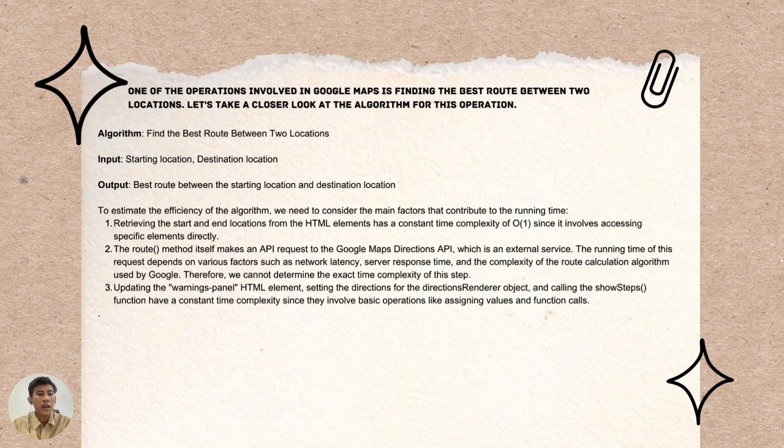The third one is updating the warning panel HTML element, setting the directions for the direction renderer object, and calling the show step function. These have a constant time complexity since they involve basic operations like assigning values and function calls.